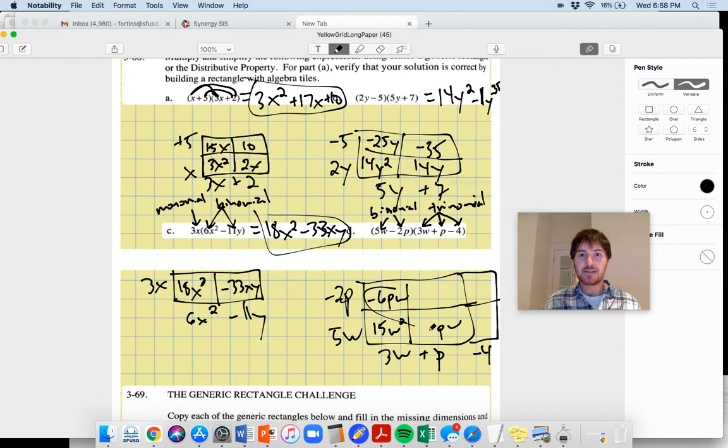So I have to combine these like terms. Sometimes I circle them if I'm going to combine. So there's a PW here. There's our 5, don't forget about that. 5W times P is 5PW. Okay, then we have P here.